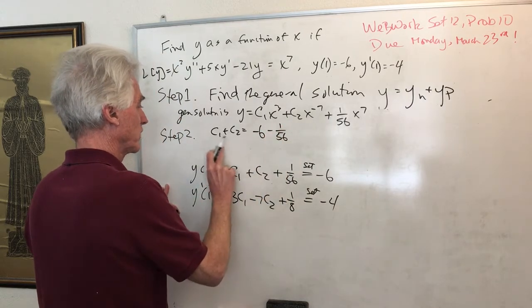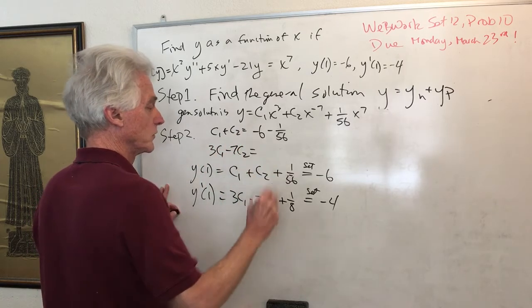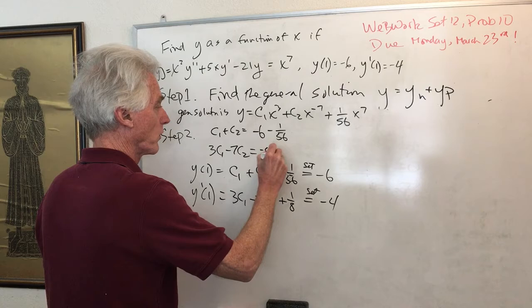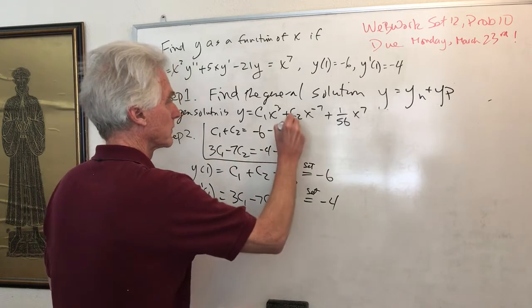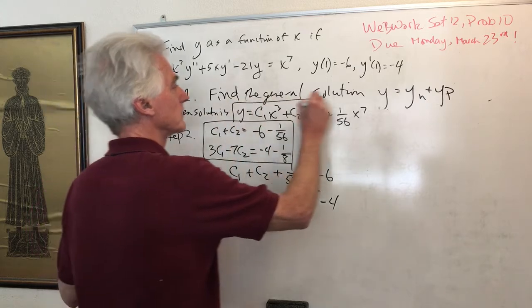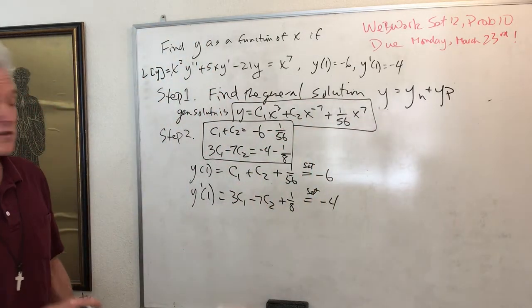And 3C1 minus 7C2 is equal to minus 4 minus an 8th. Let's circle that. I'll circle this too. These are the results of step 1 and step 2.